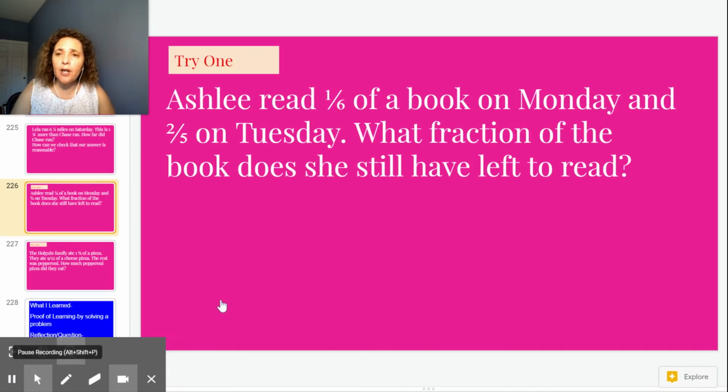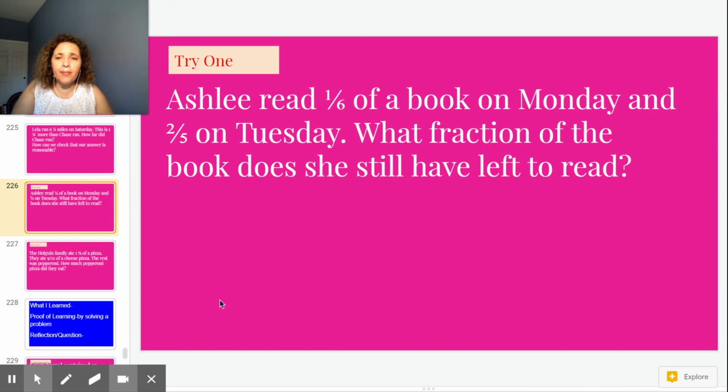Okay, so you try this one now. Ashley read 1/6 of a book on Monday and 2/5 on Tuesday. What fraction of the book does she still have left to read? So try this one on your own and see what you get and then come back to me.